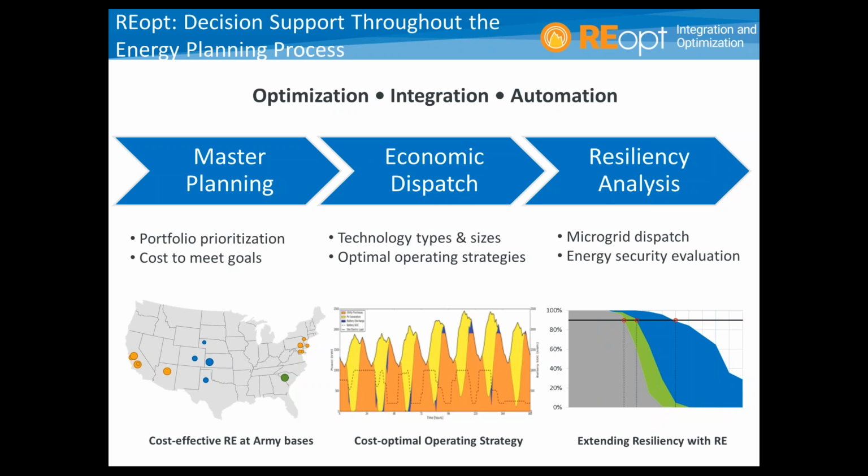So this is particularly important for dispatchable technologies. So for things like storage, where you need to decide when to charge and discharge your battery, the optimization model is really useful in determining the most cost-effective way to do that.